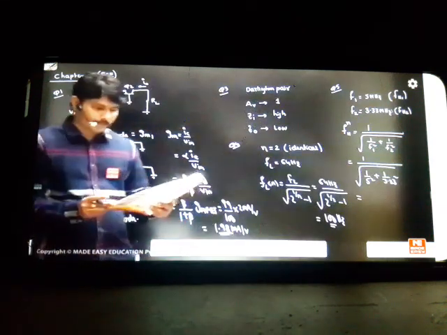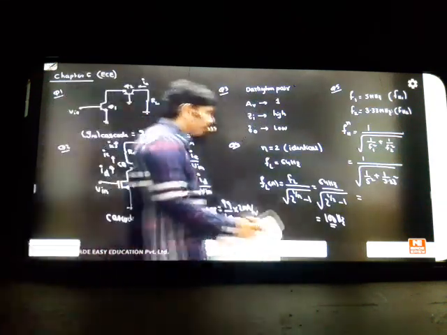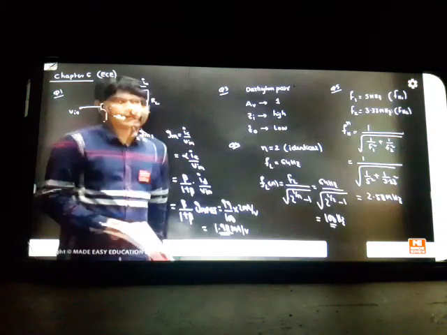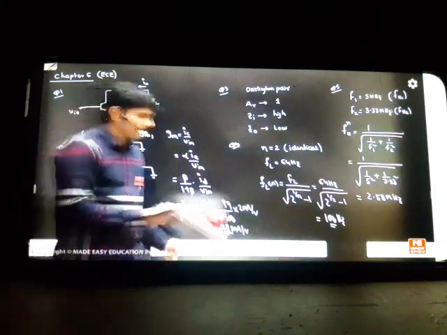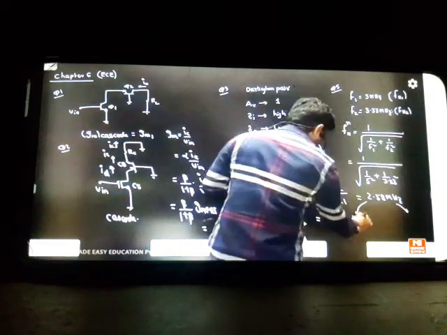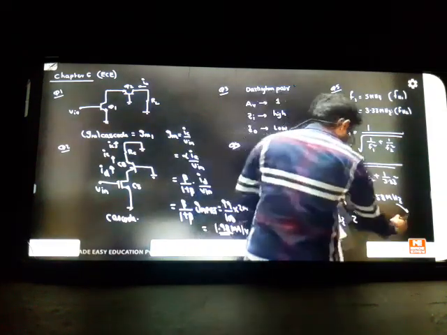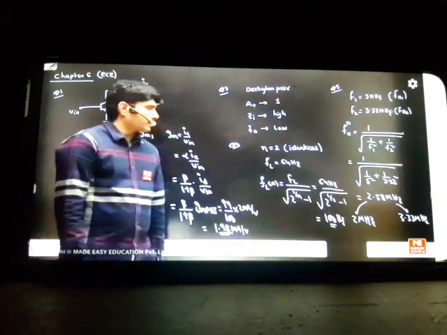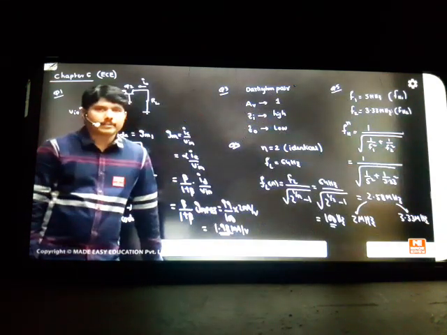Actually this answer is not matching any option. You are getting something like 2.58 megahertz, or 2.75, something like that. But the options have two answers lying around this: one answer is 2 megahertz, and another answer is 3.33 megahertz. So which answer is correct, you can think. One of them must be the answer according to the concept.